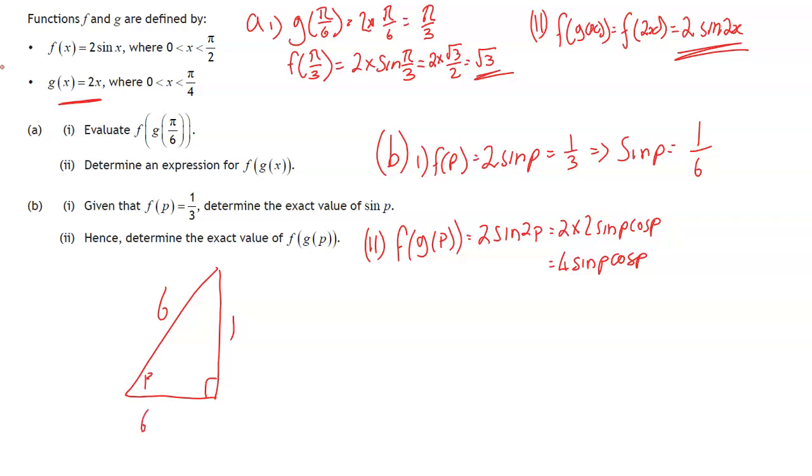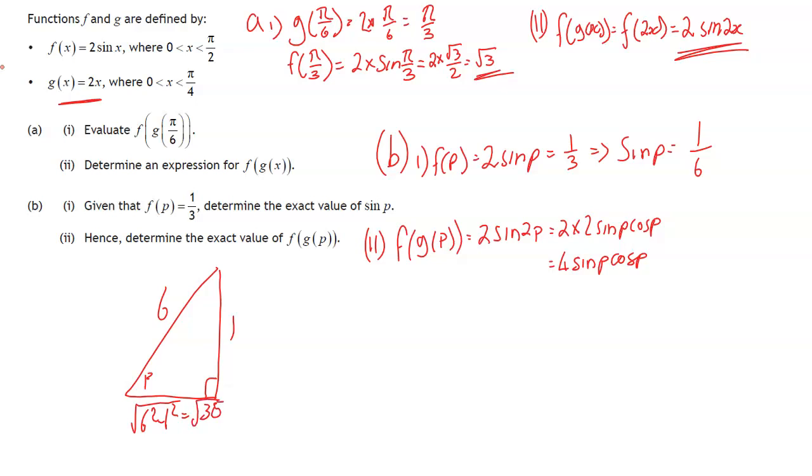In order to do that, I do 6 squared, take away 1 squared, and then I take the square root of my answer. So 6 squared is 36, 1 squared is 1, so it's 36 minus 1, which is 35. So I can say fine, the missing side is root 35.